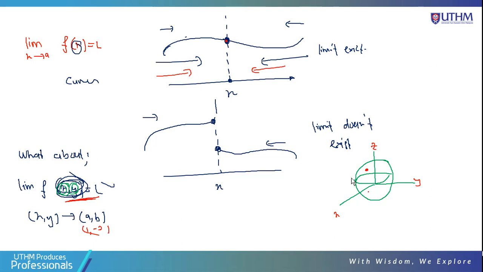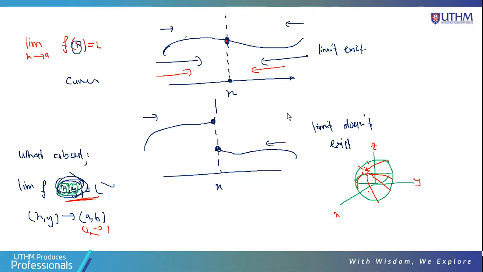For the two independent variables, the direction can be here, can be here, can be here. So they have many paths. So how can we prove that the limit doesn't exist? To prove that the limit exists is easy, because they have many paths where the paths meet at the same point, so we can say the limit exists. So how can we determine whether the limit doesn't exist?